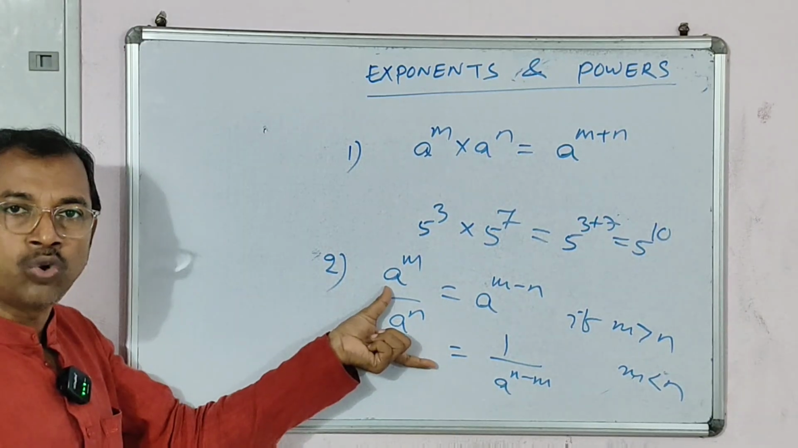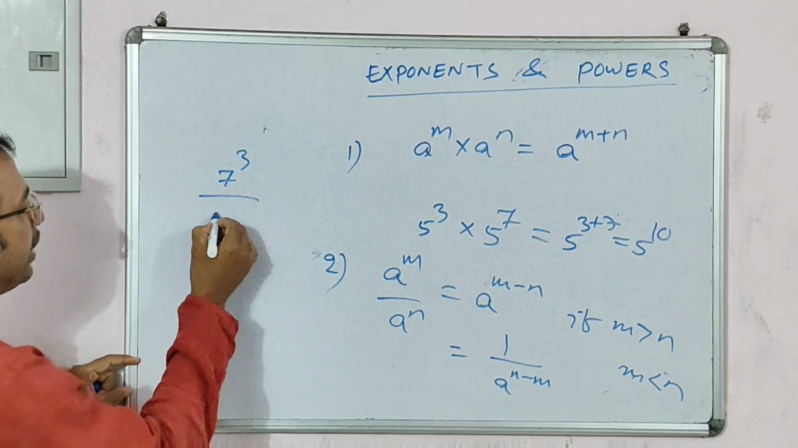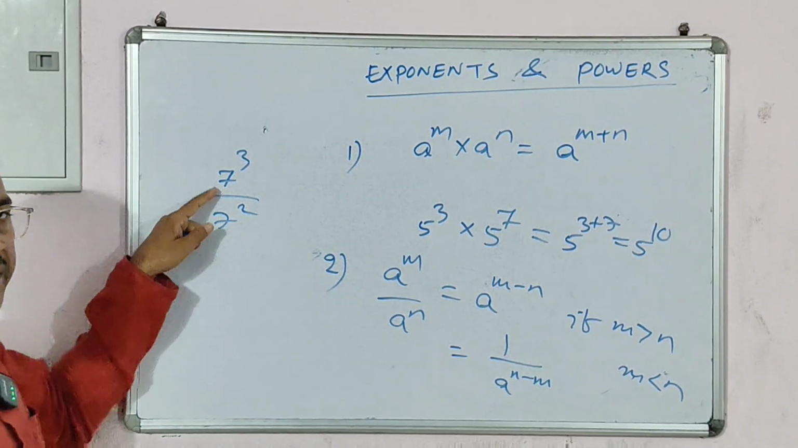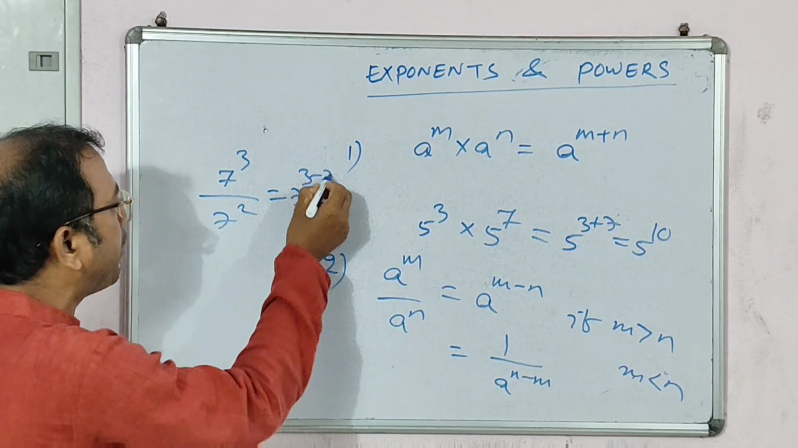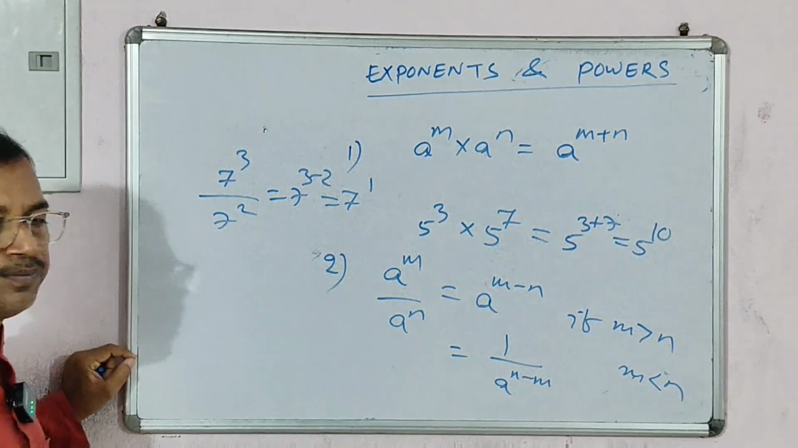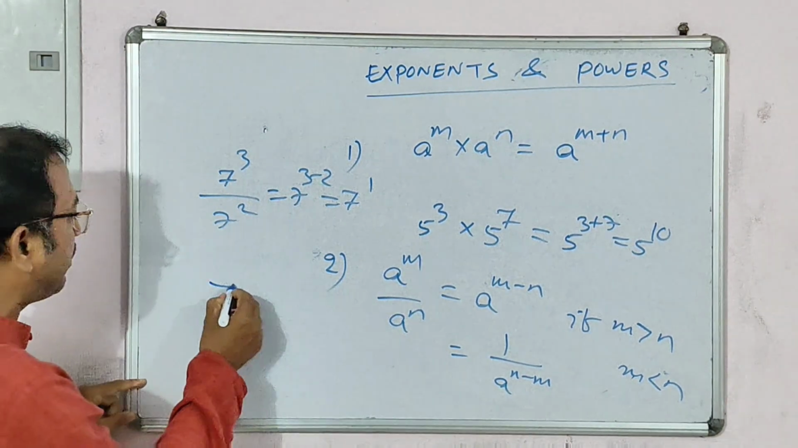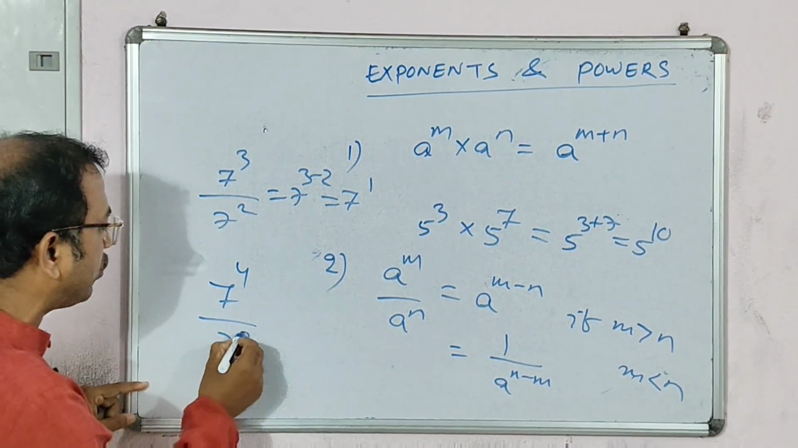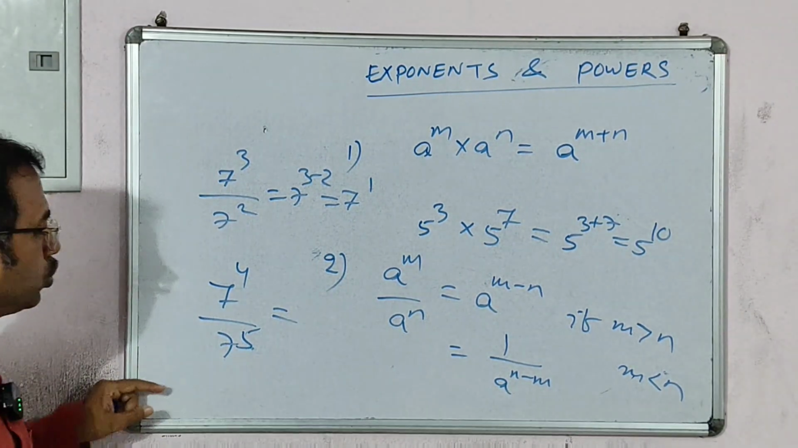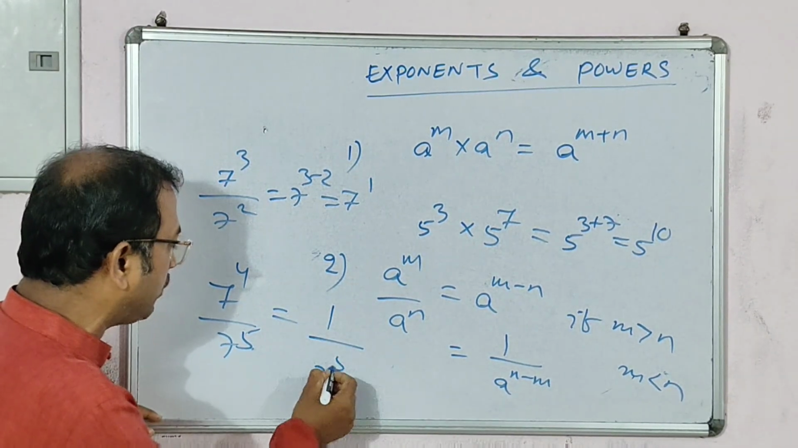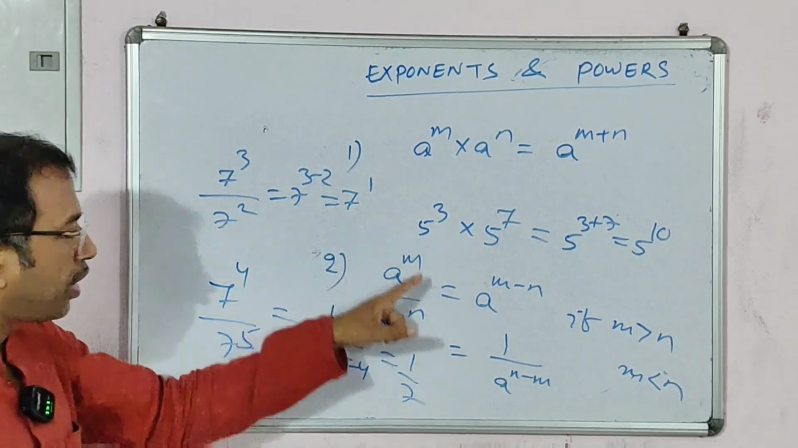So using this rule, I am giving example. Let's see. 7 to the power 3 divided by 7 to the power 2. Same base 7. So what will do? Power should be subtracted. 7 to the power 3 minus 2, that is 7 to the power 1. So case number 1. Case 2. That means 7 to the power 4 divided by 7 to the power 5. Then what will do? नीचे power बढ़ा है तो you can write 1 by 7 to the power 5 minus 4, that is 1 by 7. So this is the rule number 2.